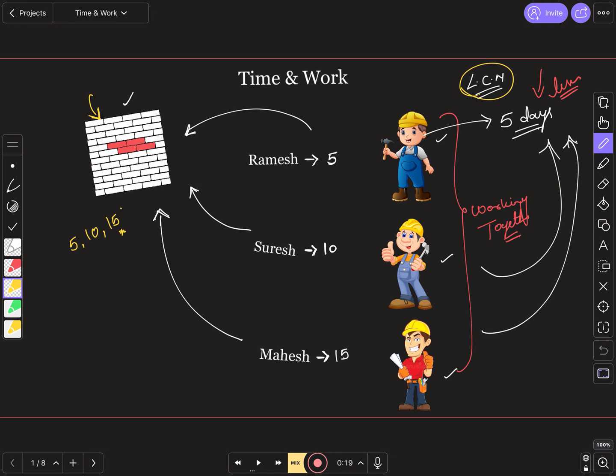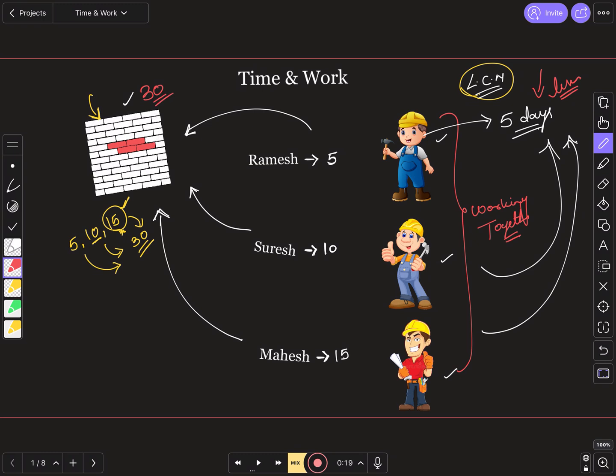So start with the largest number, that is 15. Take 15 ones are 15. That is not a multiple of 10. It's a multiple of 5, it's not a multiple of 10. 15 twos are 30. It's a multiple of 10, it's a multiple of 5 as well. So start with the highest number, check its multiple, check if that is also the multiple of the next two numbers as well. So 30. So I'll take 30. What is the meaning of this? If 30 bricks are being put in, this wall is being made.